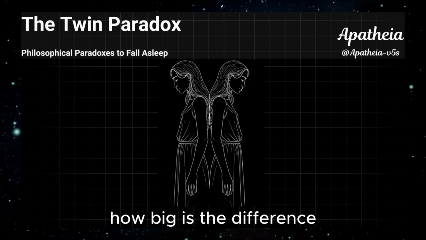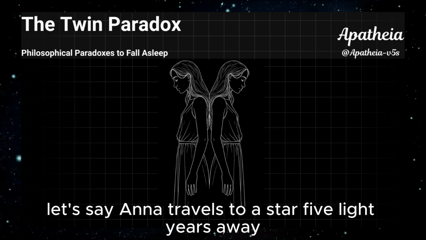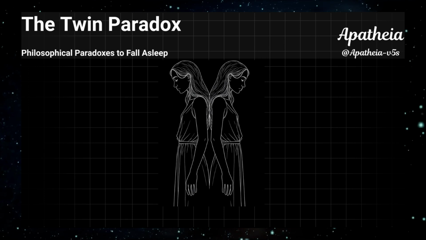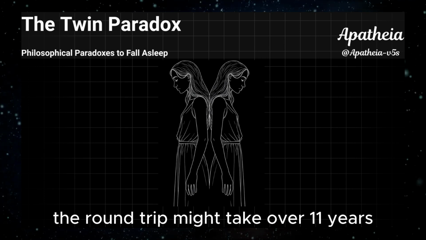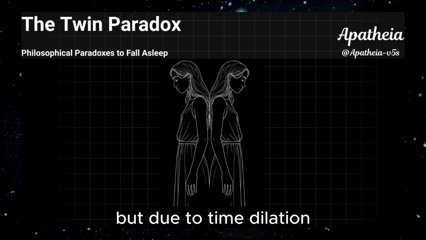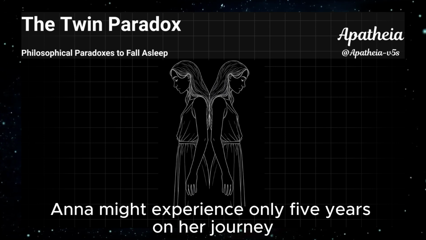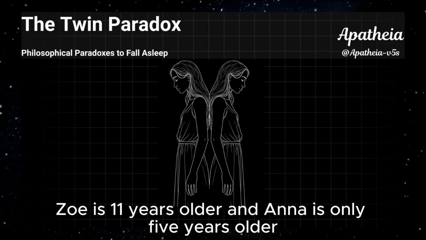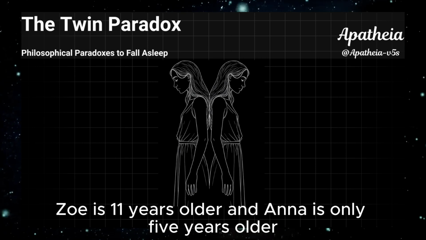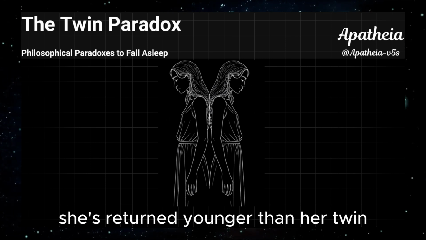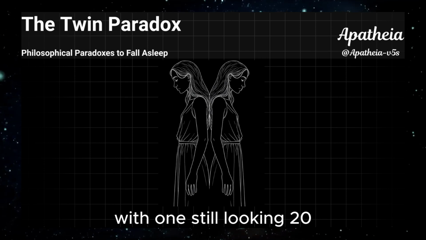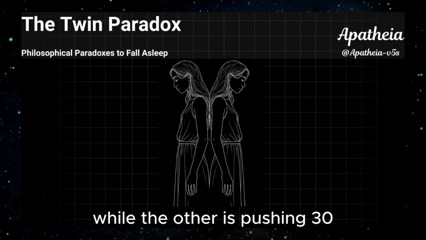How big is the difference? Let's say Anna travels to a star 5 light-years away, at 90% the speed of light. For Zoe on Earth, the round trip might take over 11 years. But due to time dilation, Anna might experience only 5 years on her journey. When she comes back, Zoe is 11 years older, and Anna is only 5 years older. She's returned younger than her twin. Realistically, they could have left as teenagers and returned with one still looking 20 while the other is pushing 30.